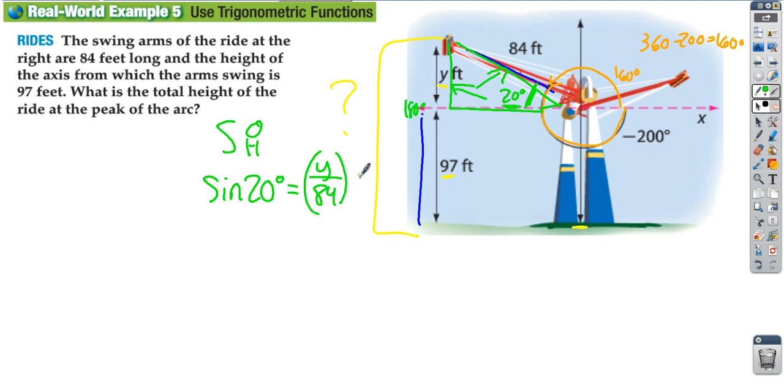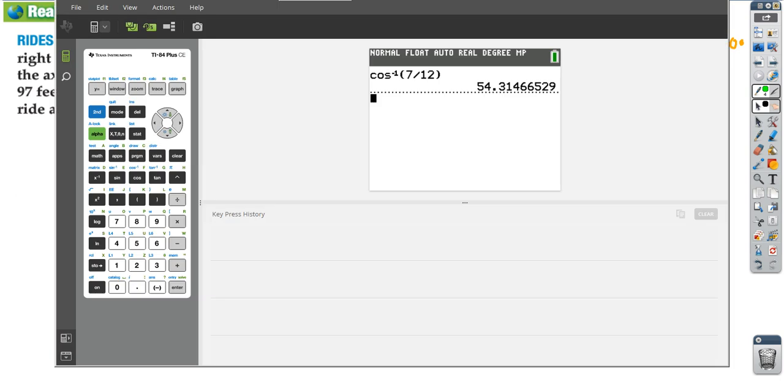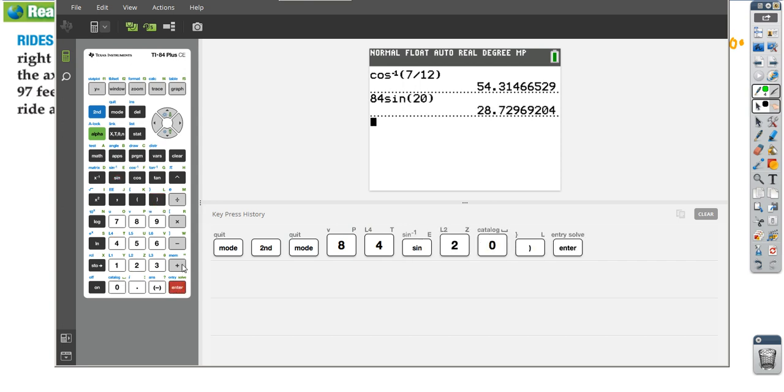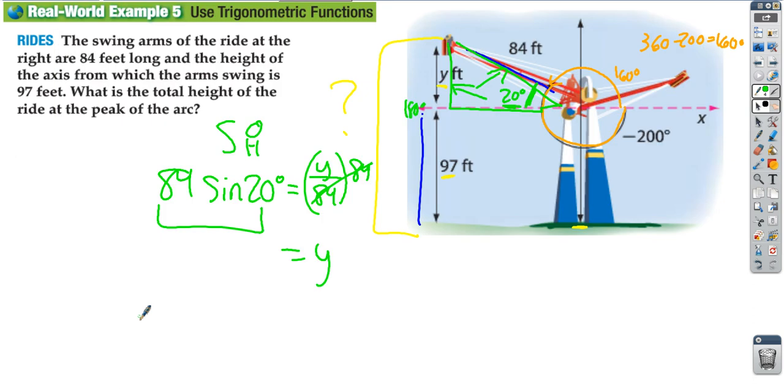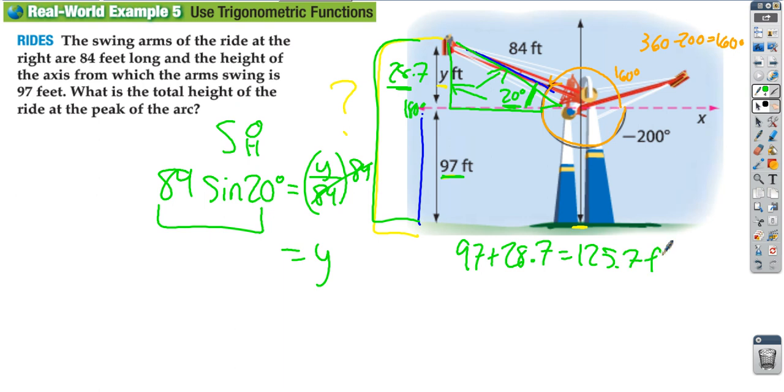We can solve for y by multiplying both sides by 84, and then we'd have to add that to 97. So let's find out what that is. 84 times the sine of 20. Let's make sure that we're in degree mode before we do this, and we are. So 84 times the sine of 20 degrees is equal to 28.7. So that's the y distance. The y distance is 28.7 feet, which is right here. And that means this total distance here is 97 plus 28.7, and that's going to equal 125.7 feet tall. That's how tall the ride is.